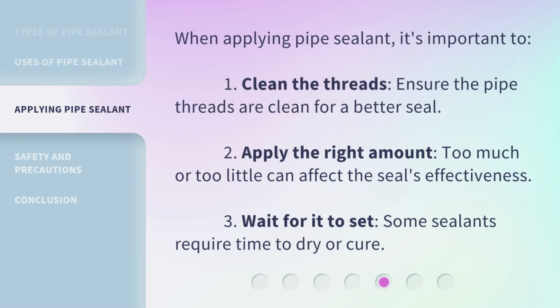When applying pipe sealant, it's important to: 1. Clean the threads. Ensure the pipe threads are clean for a better seal. 2. Apply the right amount. Too much or too little can affect the seal's effectiveness. 3. Wait for it to set. Some sealants require time to dry or cure.